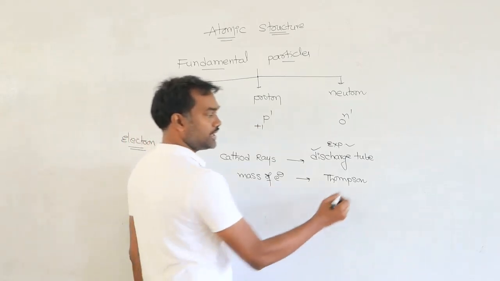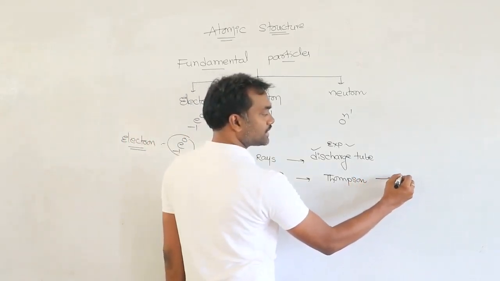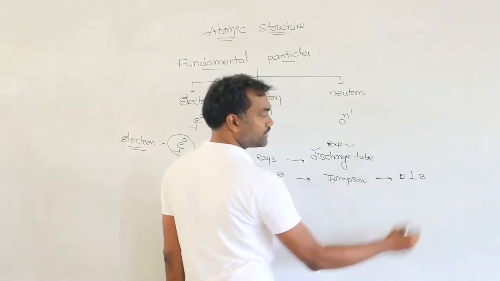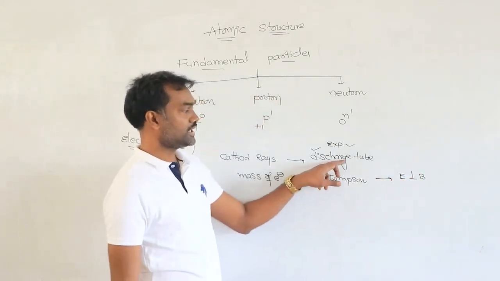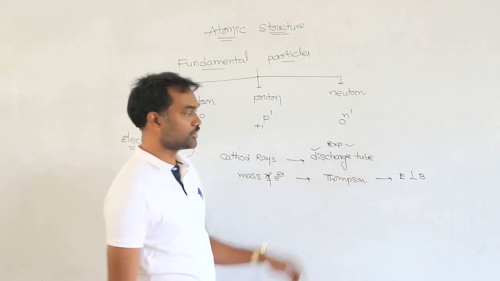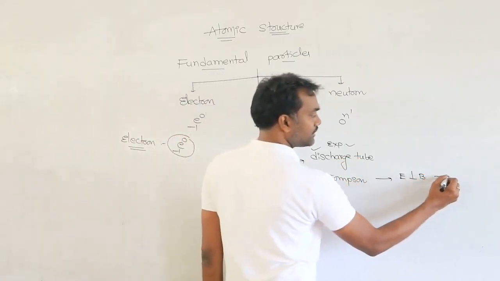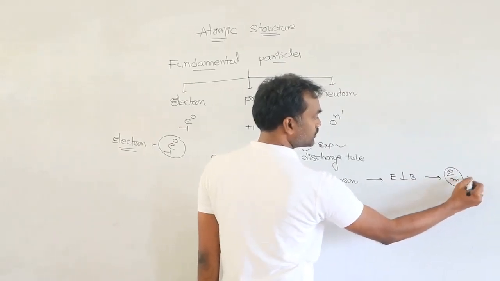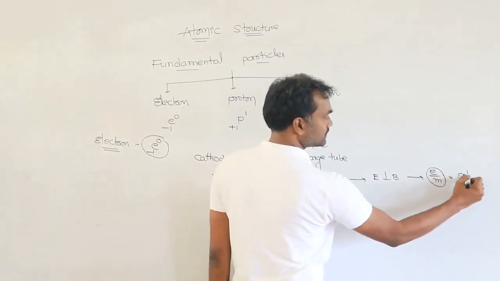In what way? He applied an electric field and a magnetic field perpendicular to the electron discharge tube, and he identified the e by m value. That is the specific charge.